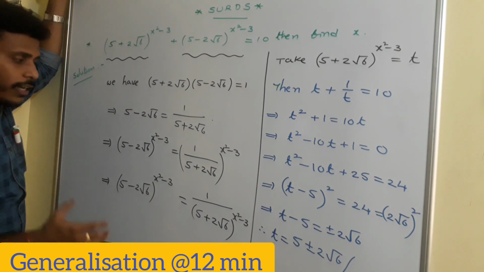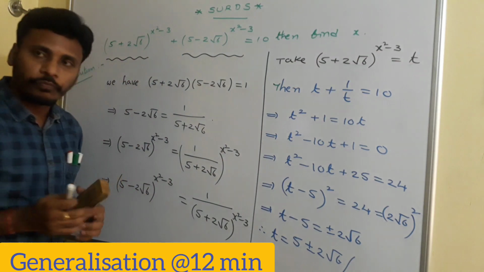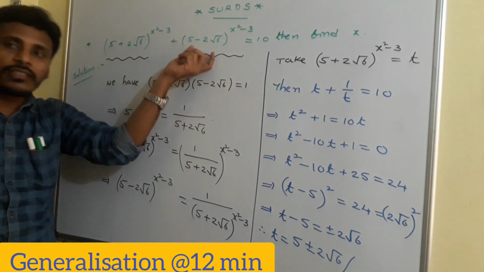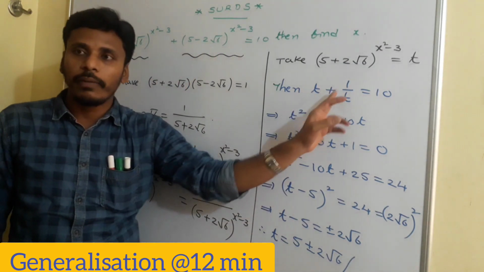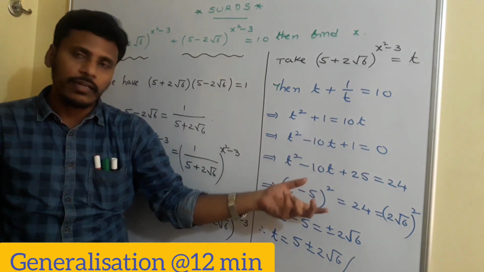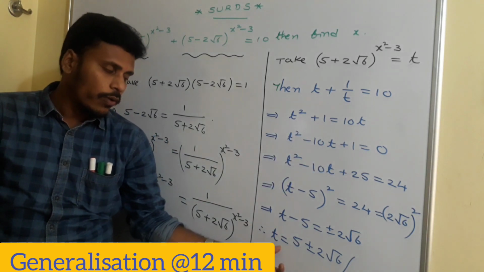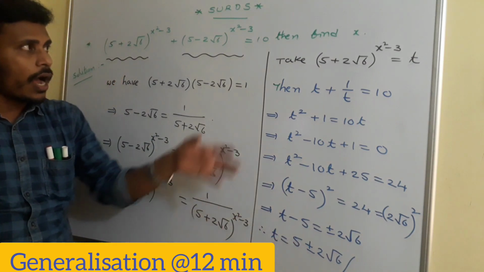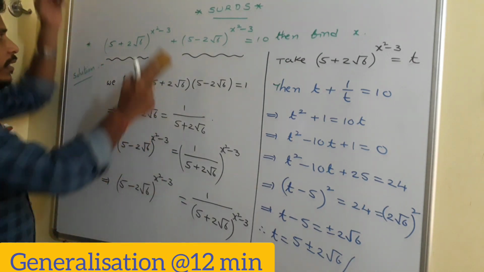From there to move further, you just let this 5 plus 2 root 6 power x square minus 3 as t. If the first term is t, then what about the second term? The second term is just 1 by t, right? So t plus 1 by t is 10. If you rearrange it, you have two choices. Either you may utilize the formula for the quadratic or you move like this. Your value of t is 5 plus 2 root 6. But the question is asking you to find x. But I have t now. Then how to find x?